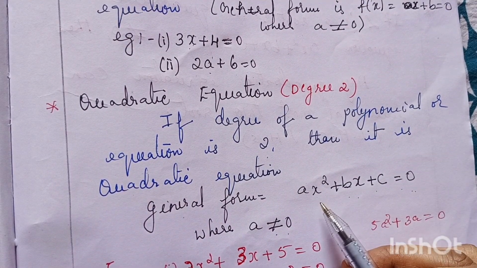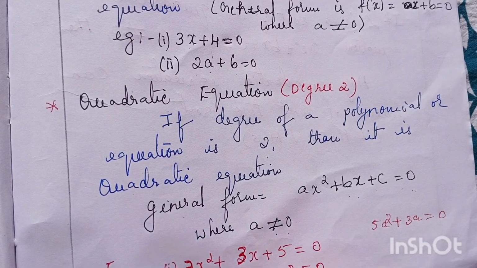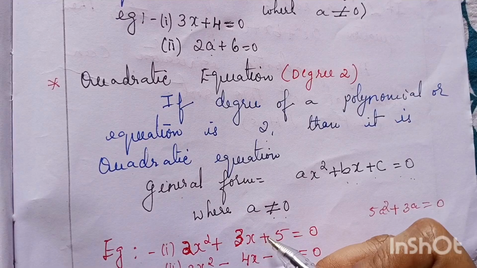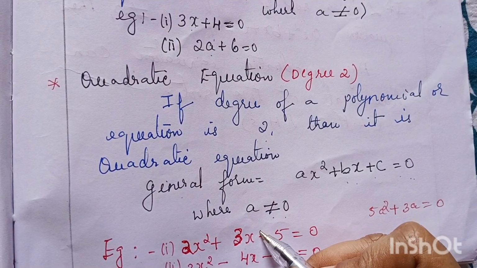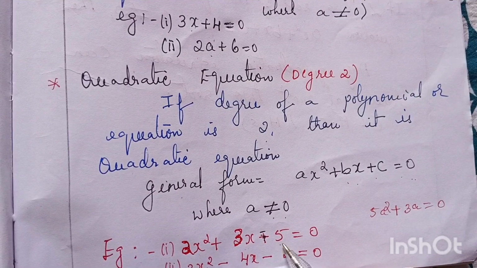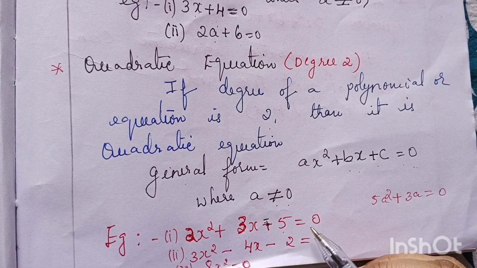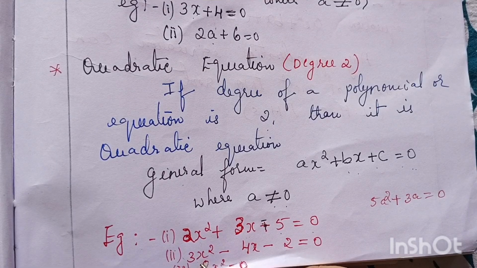So this is a quadratic equation. Quadratic equation means the highest power should be 2, the degree should be 2. Here 2x square plus 3x, it is minus, not plus, minus 5. 2x square plus 3x minus 5 is equal to 0. That is an example. Second example: 3x square minus 4x minus 2 is equal to 0.